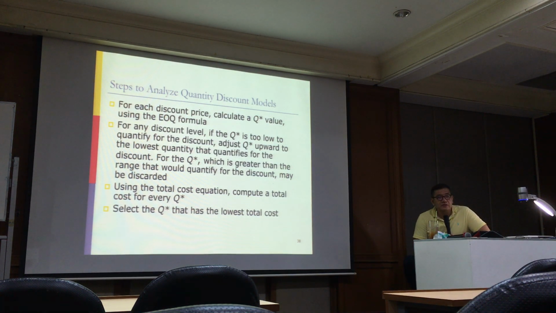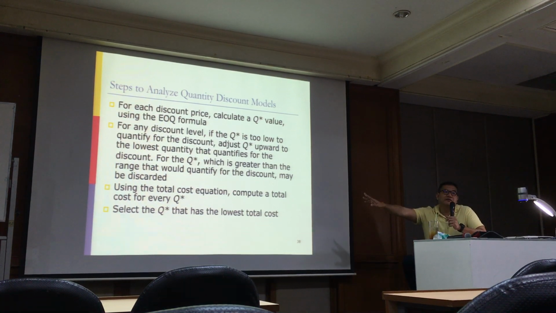And then you need to analyze whether the Q star that you get from the EOQ model is possible to be the quantity in that range or not, by comparing the Q star to the range of that discount level. If your Q star is below the lower bound of that range, you just adjust the Q star to equal the lower bound. If your Q star is between the lower bound and upper bound, just use that Q star. If your Q star is more than the upper bound, it means that range is impossible to happen.